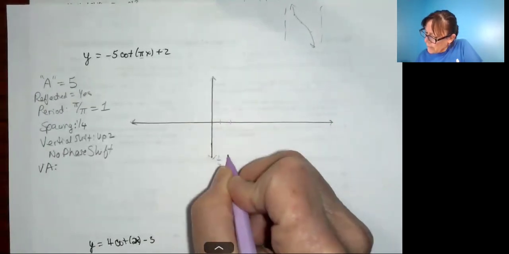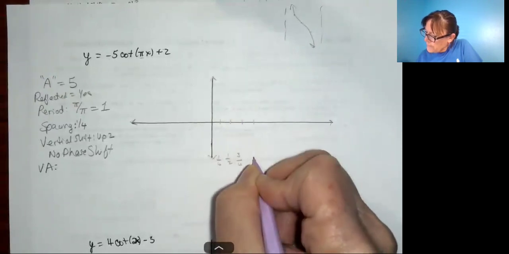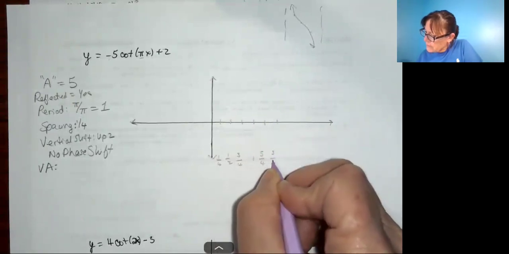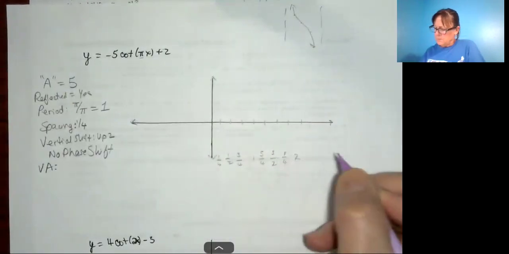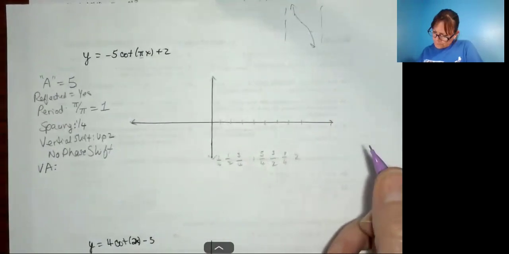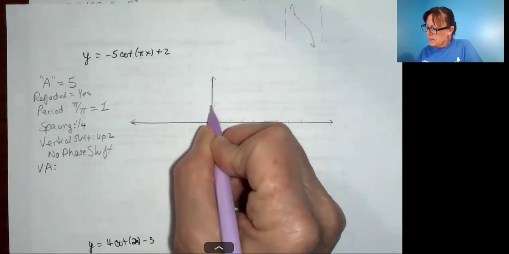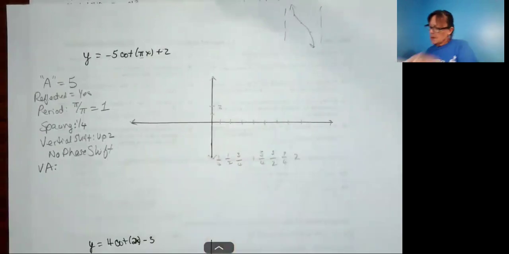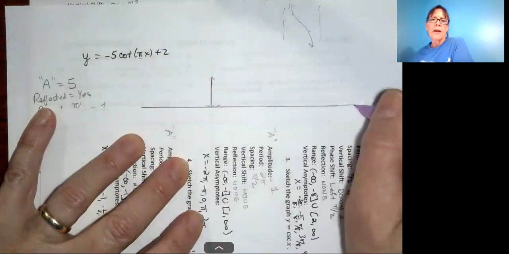Plus another 1/4 is 1/2. Plus another 1/4 is 3/4. 1, 5/4, 6/4, 7/4, 8/4 is 2. Okay. It is a vertical shift up 2. So we'll say this is 1 and this is 2. Okay, so I'll go ahead and change that to make that my vertical line. My new vertical line goes right there.